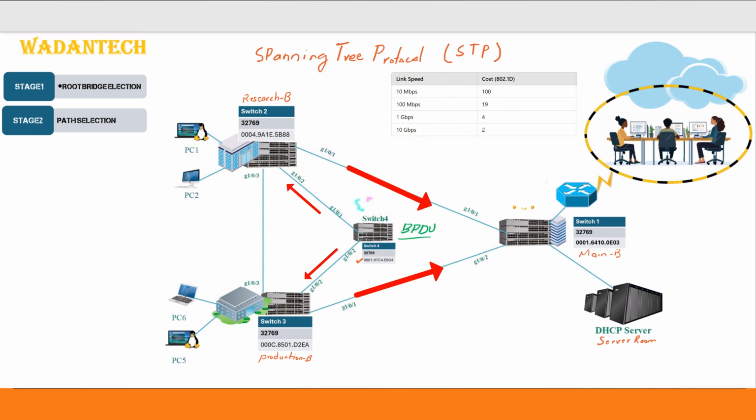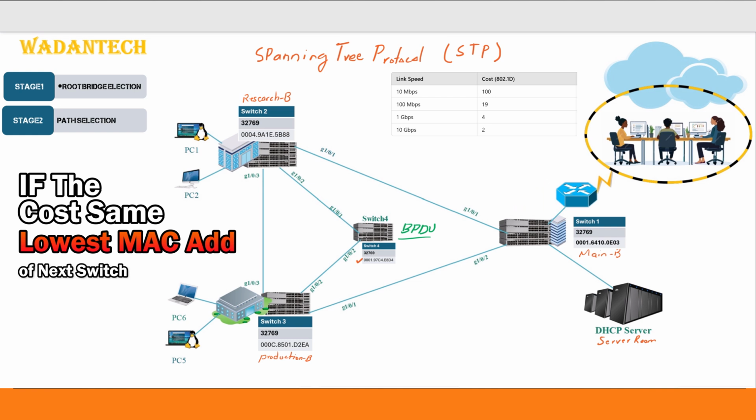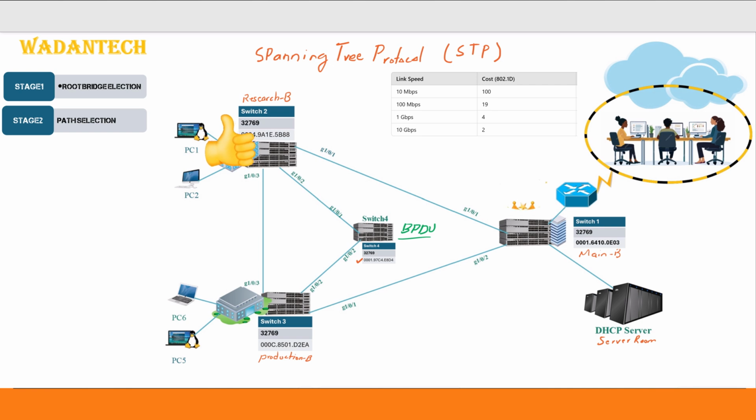Switch 4 has 2 paths to the root bridge with equal cost, through switch 2 and switch 3. This path is 4 plus 4 equal to 8, and this path is also 4 plus 4 equal to 8. Now the question is, switch 4 has 2 paths with the same cost, so which path should it select to the root bridge? If the cost is the same, it will go for the lowest MAC address of the next switch. As switch 2 has the lowest MAC address, it will select this path as the active path toward the root bridge, and this port on switch 4 is going to be the root port.